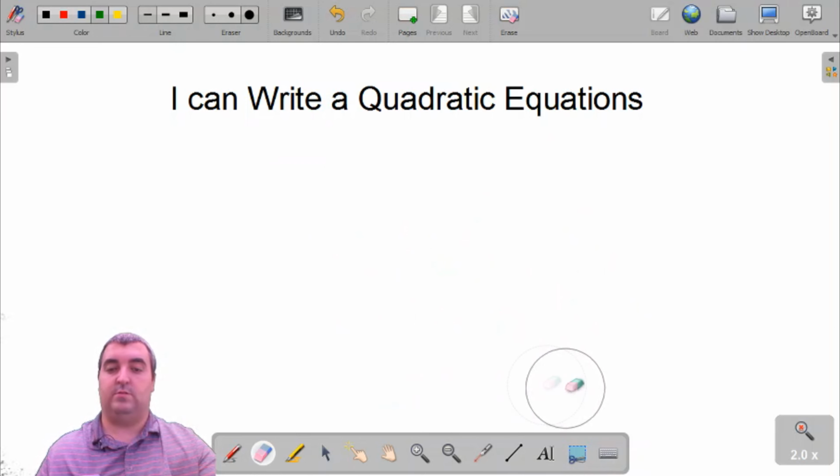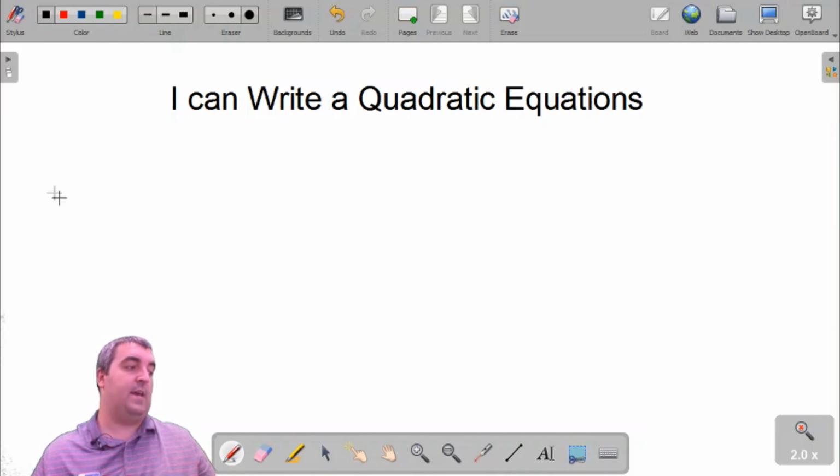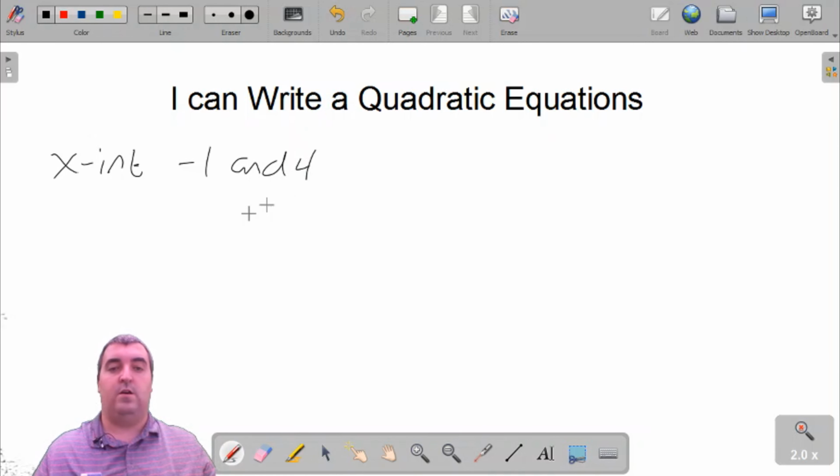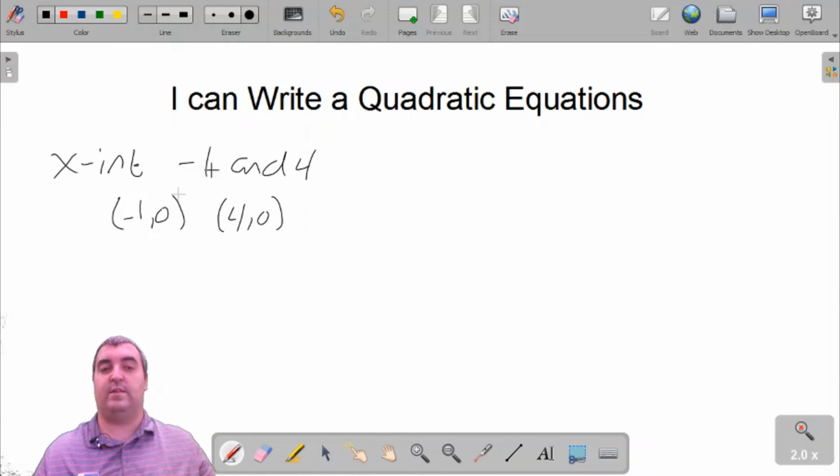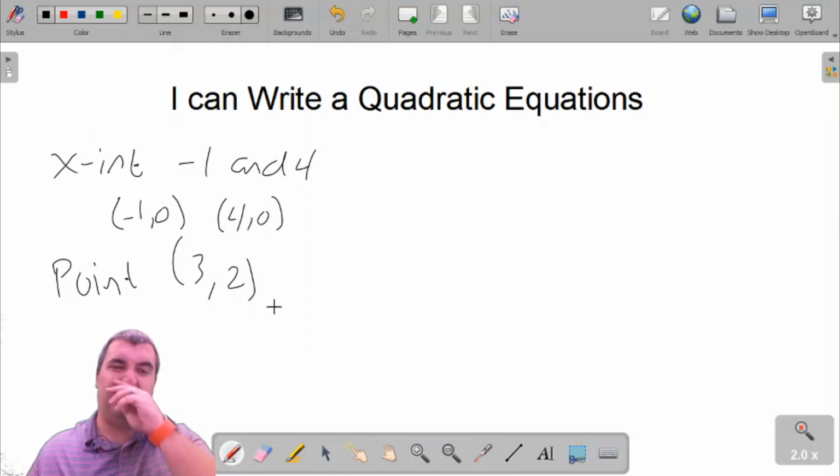something else. So if we are given, let's say, the x-intercepts, and now they can tell it to us a few different ways. They can either just say x-intercepts are these 2 points, so -1 and 4. They could also just give us the coordinate points, -1, 0, and 4, 0, right? So you should be able to recognize either way they write it, that they are the x-intercepts. And then just like before, they also have to give us another point. So let's say 3, 2 again.